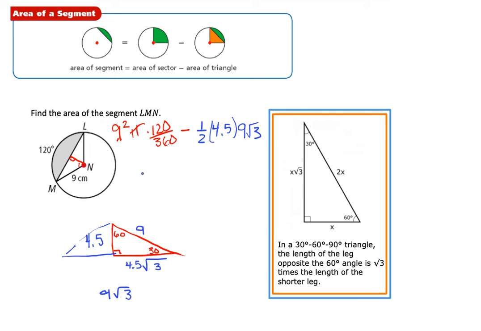So I need to throw this into my calculator, and it can get kind of rushed. So I have 9 squared pi times 120 over 360. Then I'll subtract my 1/2 times 4.5 times 9 square roots of 3. And I would like you guys to try this to make sure you get it right. You should get 49.75. And we're finding area, so we're going to use centimeters squared. I'm just going over this one problem. Number 16 on your assignment is a right triangle, so you shouldn't have any issues with that one. But do try 17 and 18 because they'll be like this one here.